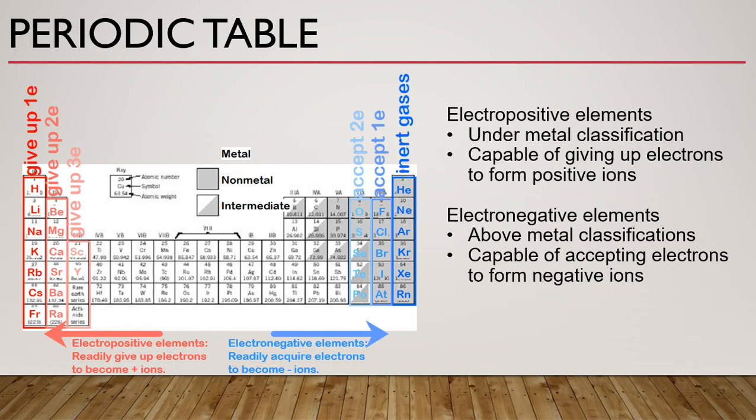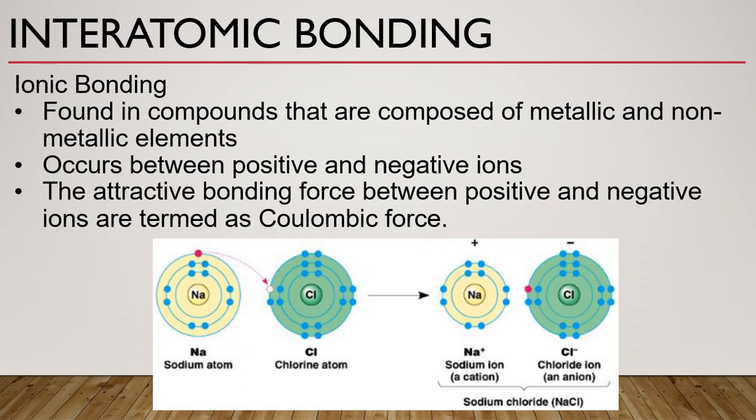Okay, let's go sa mga bonding. First bonding na alam natin is ionic bonding. Ionic bonding is the easiest to describe and analyze. It is always found in compounds that are composed of metallic and non-metallic elements. In other words, ionic bonding occurs between positive and negative ions. The attractive bonding force between positive and negative ions is termed as Coulombic force.